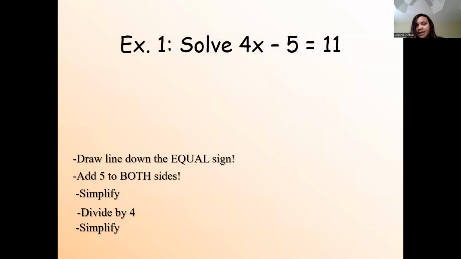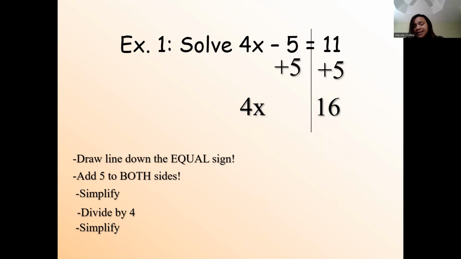Example 1. So we have 4x minus 5 equals 11. And draw the line down the equal sign, to let you know that the left side does equal the right side. Now, in order to solve for x, what we're going to do is isolate that variable by adding 5 to both sides. Okay, and then we simplify. Bring down 4x. And 11 plus 5 is 16. Now, because the numbers have the same sign, all you do is add. So positive 11 plus positive 5 will give us positive 16.